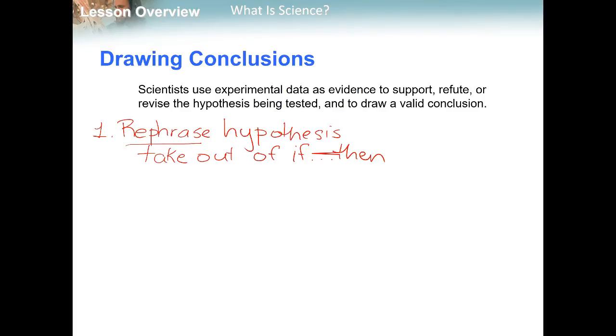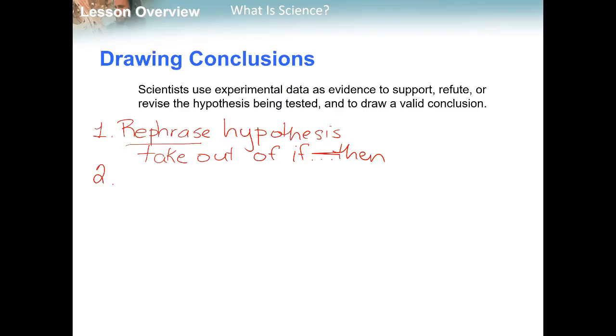If nitrogen is present, then the grass will grow. The grass grew when nitrogen was present. So we're taking it out of that if-then statement. The next thing you need to do when drawing a conclusion, and make sure that you're writing these down because when you write your lab report, you're going to need to know how to do this.